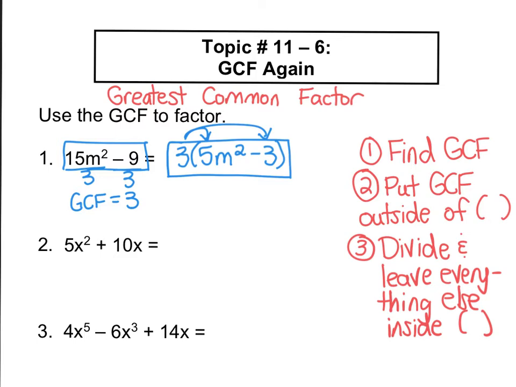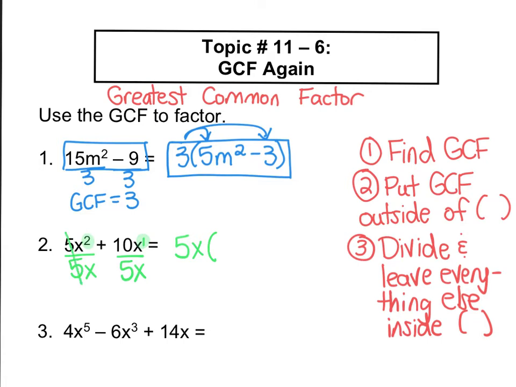So let's look at the second one. I've got 5x squared and 10x. Well, what we should be able to see is that there's a 5 in common between the 5 and the 10. And then remember, when we look at the variables, we're looking for the lowest. That's what they have in common. So there's 2 x's and 1 x, so they have 1 x in common. That's going to stay on the outside. So I am going to divide everything by 5x.